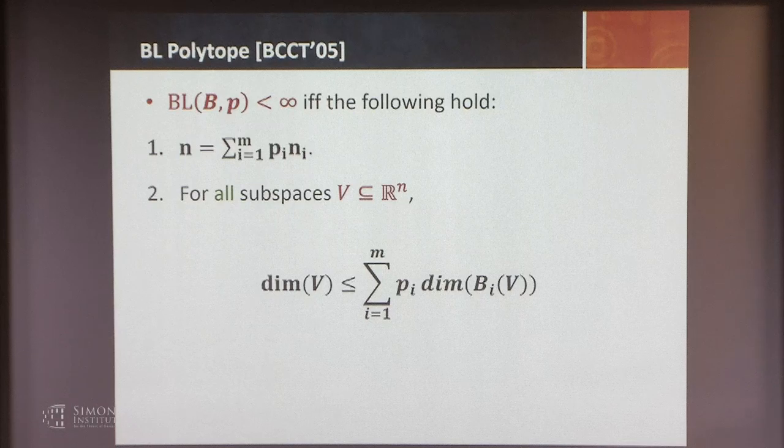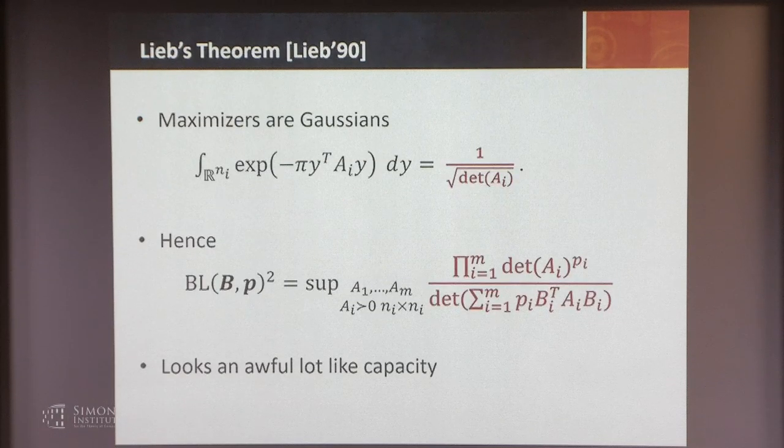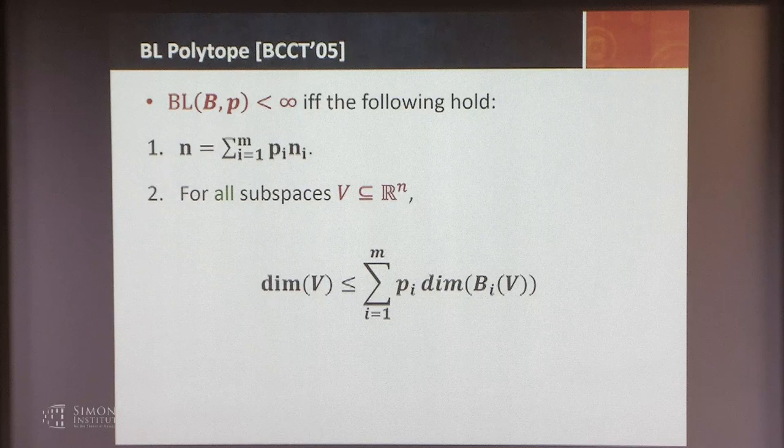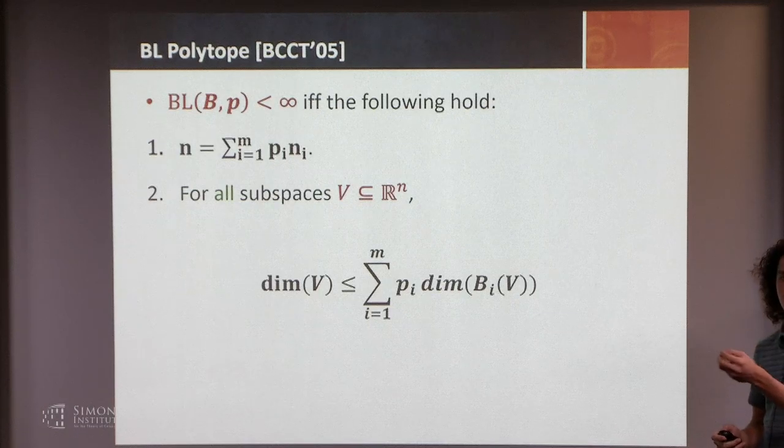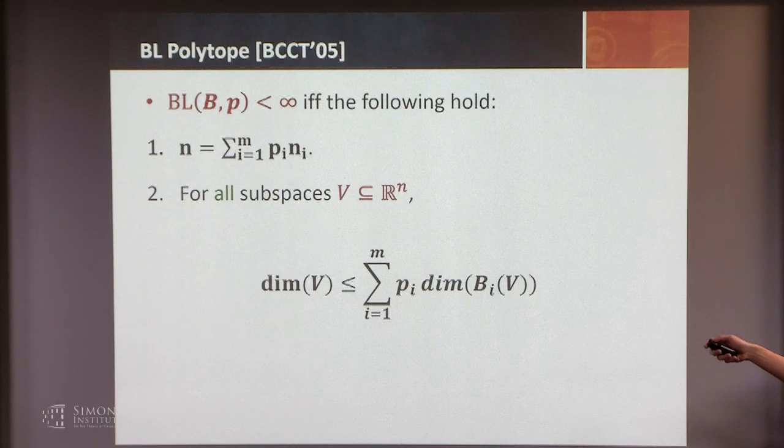So in 2005, Bennett, Carbery, Christ, and Tao characterized the set of data such that this inequality holds, such that the supremum is bounded by some finite constant. And their characterization was as follows. Remember, the matrices B_i are mapping R^n to R^{n_i}, and the p_i's are positive numbers. So this datum is feasible, which means that you have an inequality, if and only if the following holds.